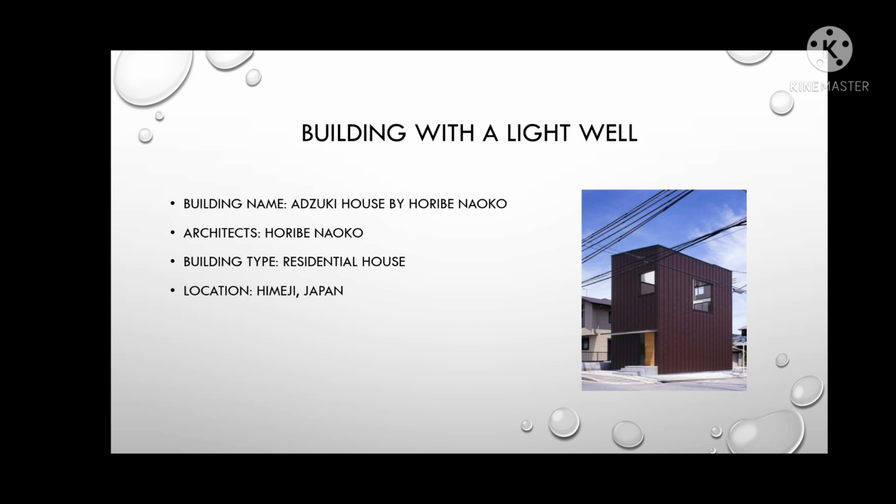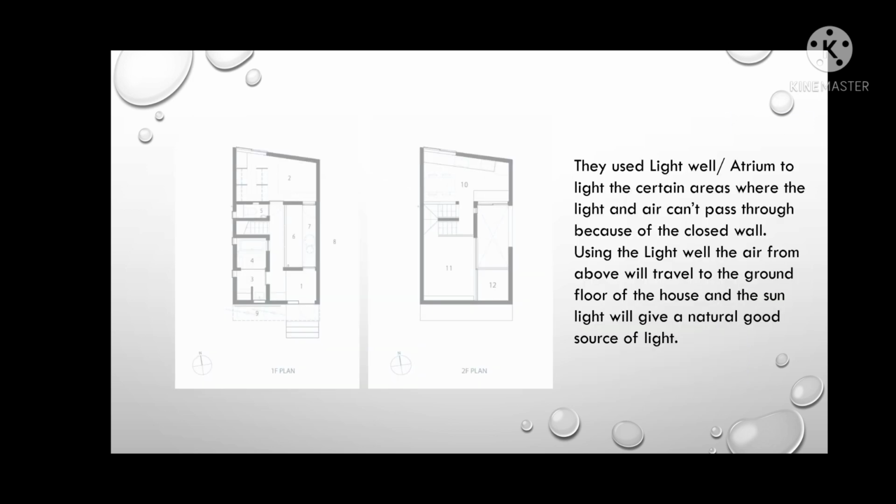So sa building po natin is yung Atsuki House by Horei Binoko. Building type po is a residential house, location po sa Himeji, Japan. So makita po natin sa floor plan nila is dun po sa kanan na side. So dun lang po sila naglagay ng light well dahil nga po close po yung wall nila. Makita po natin dito sa image na to.